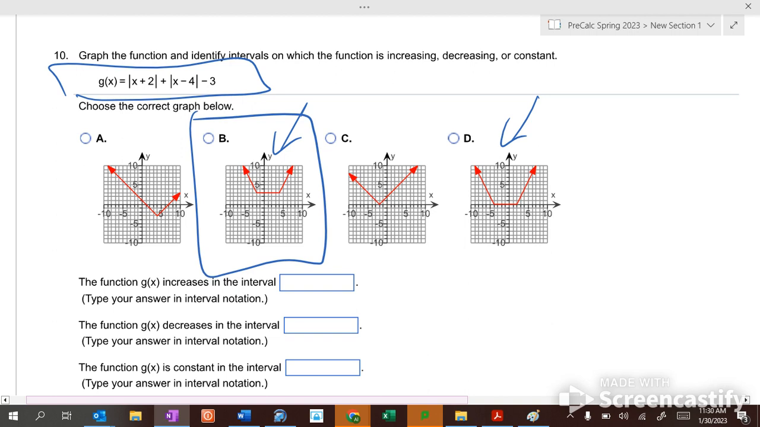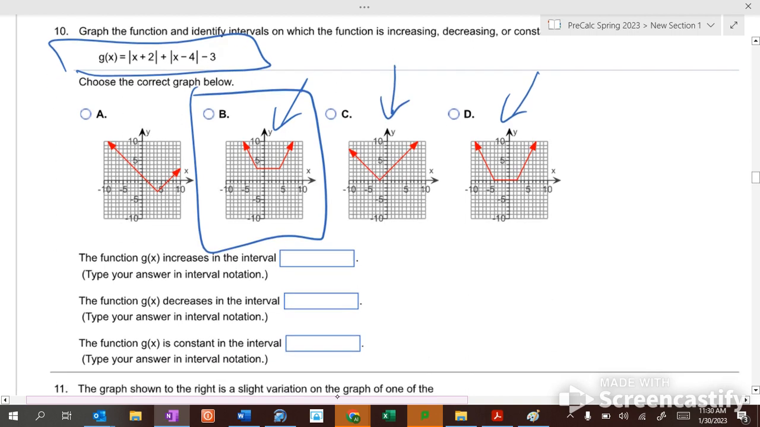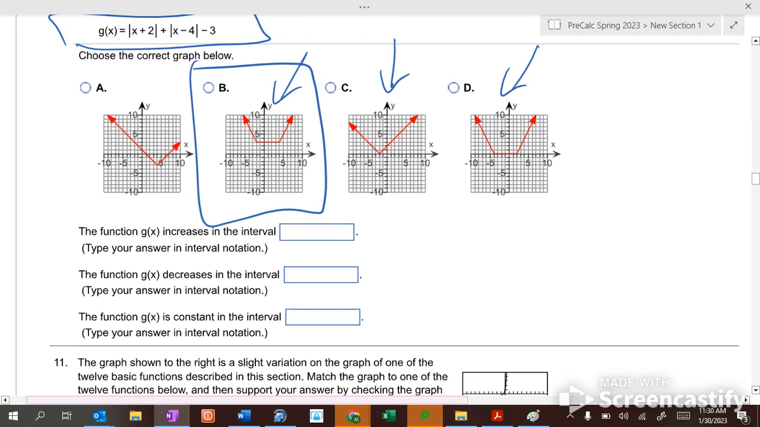Now, if you wanted to make sure it wasn't choice C, then you just check like 2. 2 plus 2 is 4, which is 4. 2 minus 4 is negative 2, which is 2. So 4 plus 2 is 6. Minus 3 is 3. So it's there, not up there. So you know you're right.